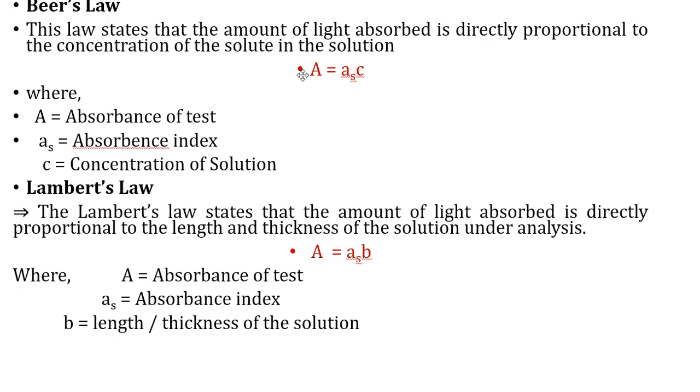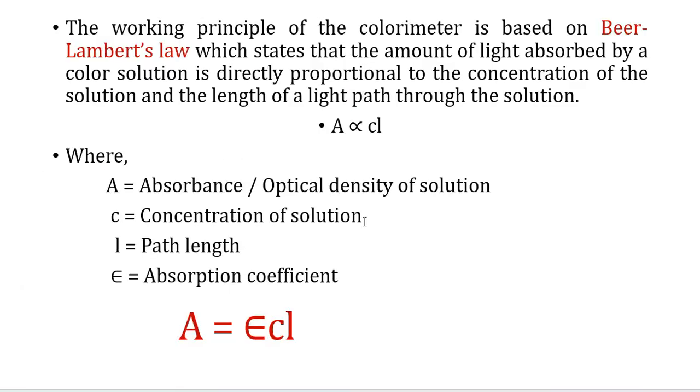The cuvette which we use as the sample holder in the colorimeter or the spectrophotometer. The thickness of it and the length of it is directly proportional to the absorbance. So absorbance is directly proportional to the length and thickness of the cuvette. So that is A is equal to ε and b. That is given here. So A again stands for the absorbance of the test, that is nothing but the analyte or the solute, epsilon the absorbance index, and then b is the length or thickness of the solution. So we combine these two laws and have Beer-Lambert's law.